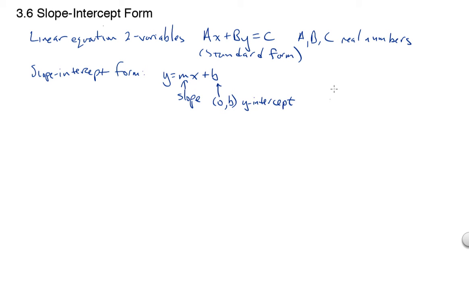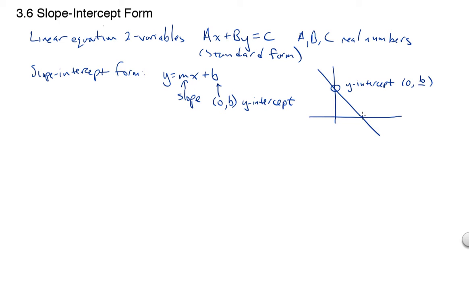Well, the intercept is where the line crosses the y-axis. The y-intercept is right here. It's where the line crosses the y-axis. And it always has the first coordinate 0. It could be something here. We could call that b, in fact, here.